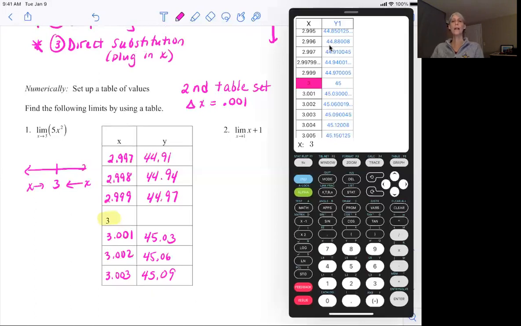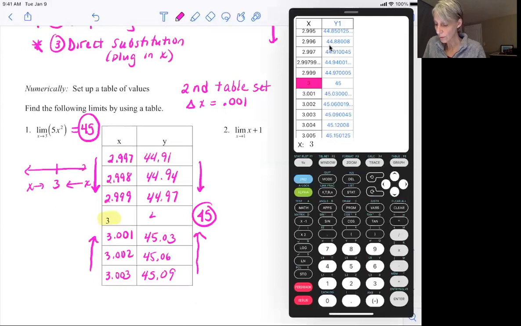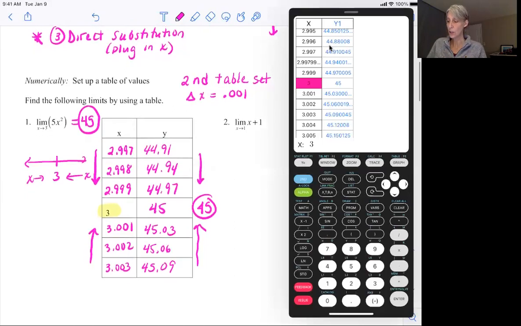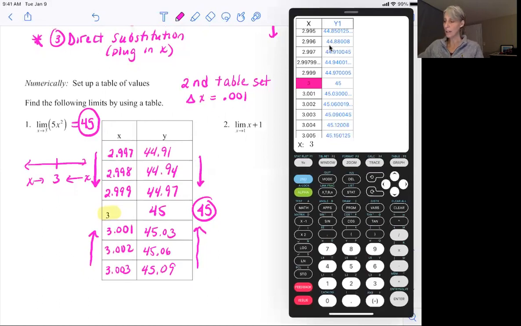So let's go back to this concept. As my X values get closer to 3 from either direction, what's happening to your Y values? They're getting closer to what number? 45. So the limit as X approaches 3 of 5X squared is 45. Now in this case, when we plug in 3, we actually get 45. Okay. So our limit matches our function value, but that's not always going to be the case. So that's why we're doing the table right now.